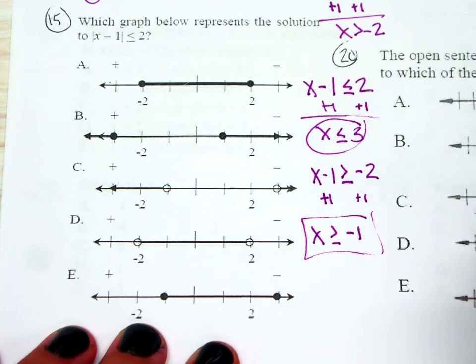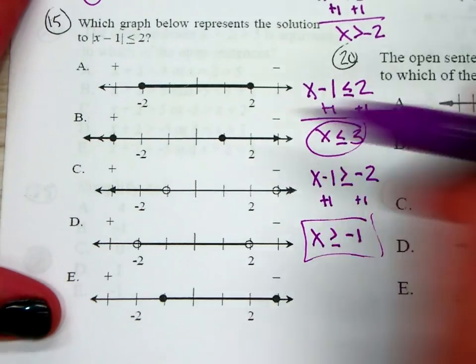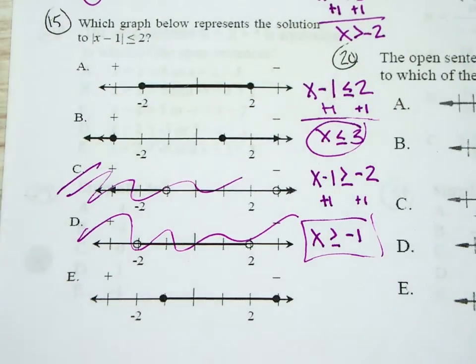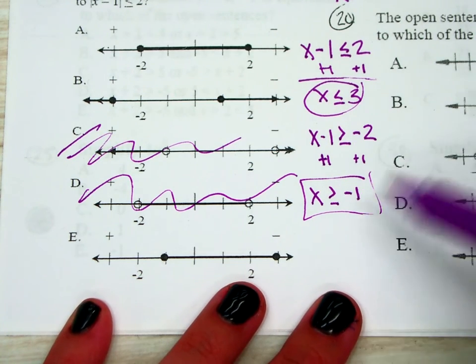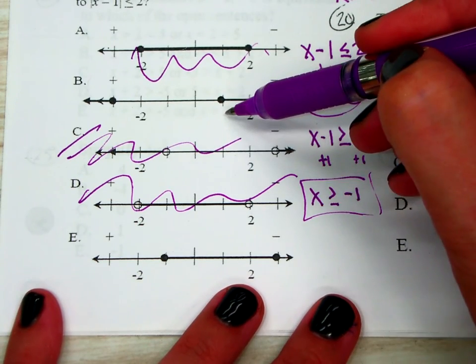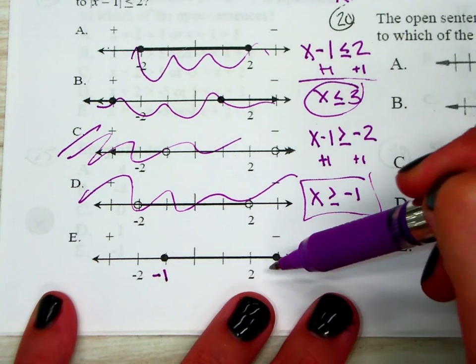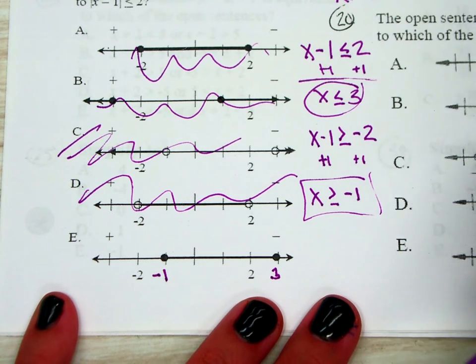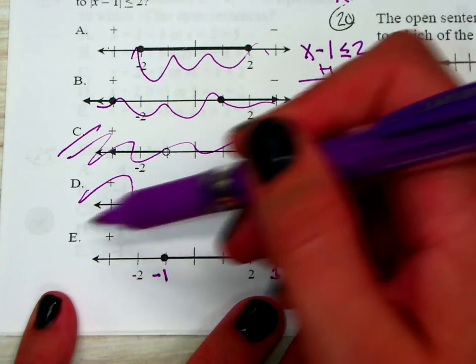And then when I add 1, I get x is greater than or equal to negative 1. So my circles should be closed because these are inclusive, which means C is out, and so is D, because those are open circles, which are not inclusive. From here, I am looking for circles at 3 and at negative 1. These are both at 2 and negative 2, so this one's out. This one is at positive 1, so that one's out. If I go down here, looking at my number line, that is negative 1, and this is 3. So that's the only one you have left. Also, these values are less than 3, and these values are greater than negative 1. So your answer is E.